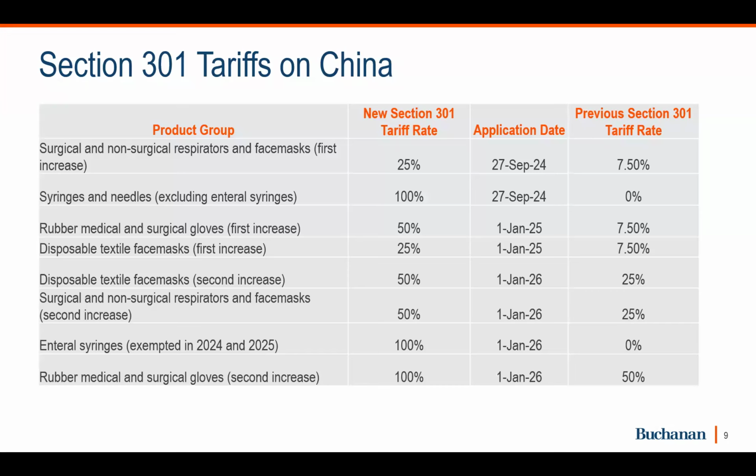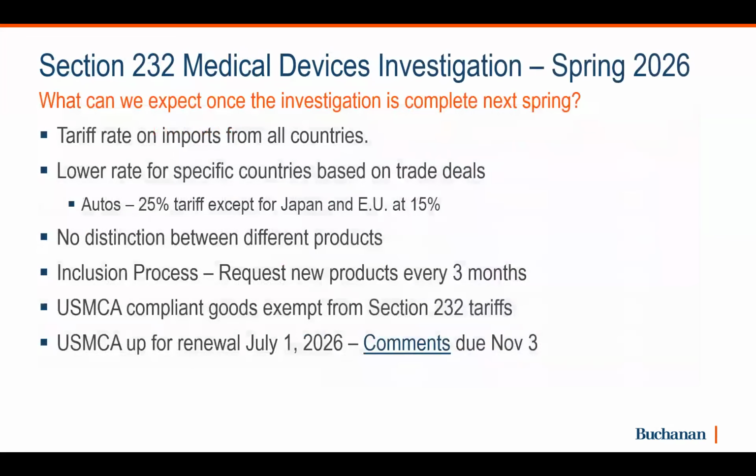Now, again, Section 232, it's going to cover all of the imports from all countries. They're coming in at lower rates, sometimes based on trade deals that are negotiated. Autos was kind of a standout for that. Everyone got 25%, but Japan and the EU came in at about 15%. And then also, there isn't too much differentiation between either the reciprocal tariffs that we've seen right now or the Section 232 tariffs. If it's covered within the scope of the investigation, then generally that is the rate that is provided. Before, with that Section 301, it would be very specific.